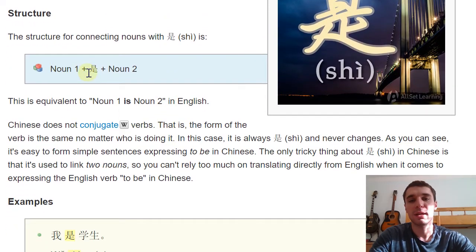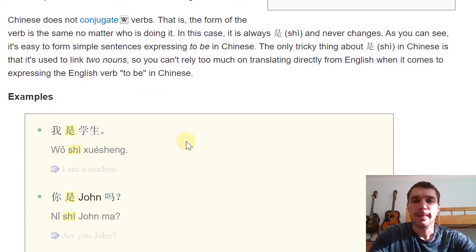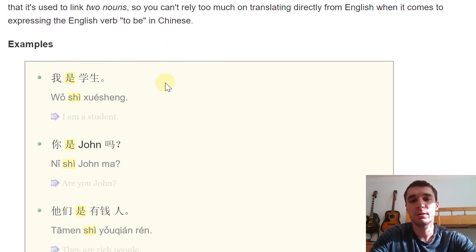So noun plus 是 plus noun. You can read this text. That is, the form of the verb is the same no matter who is doing it. In this case, it is always 是 and never changes. As you can see, it's easy to form simple sentences expressing to be in Chinese. The only tricky thing about 是 in Chinese is that it's used to link two nouns, as I said. So you can't rely too much on translating directly from English when it comes to expressing the English verb to be in Chinese.